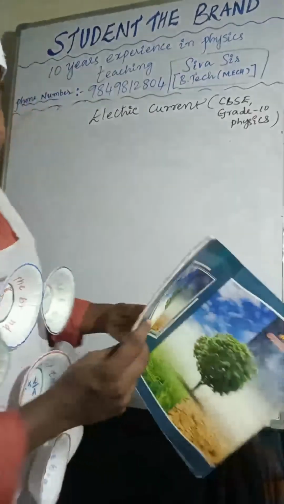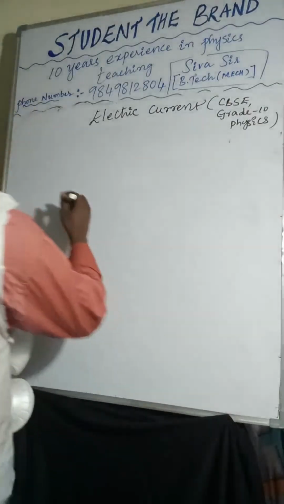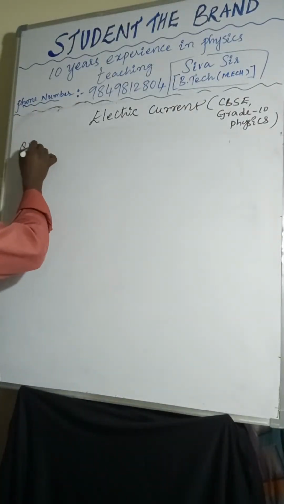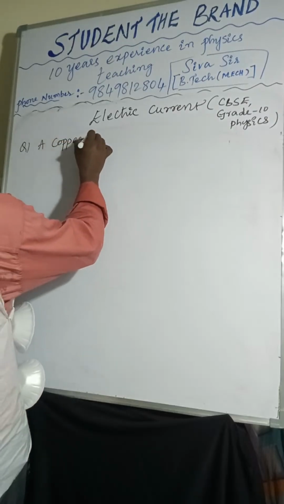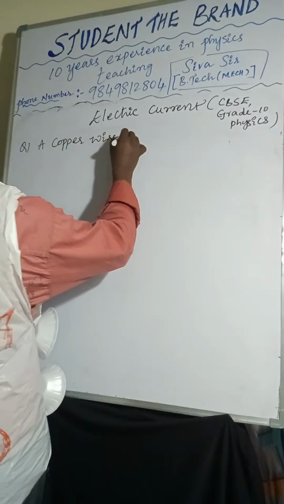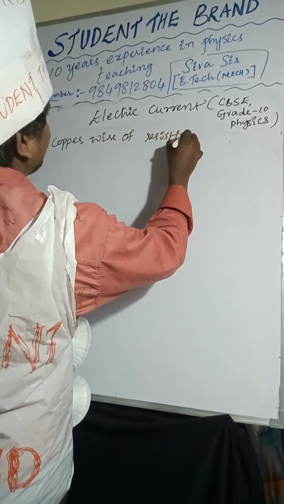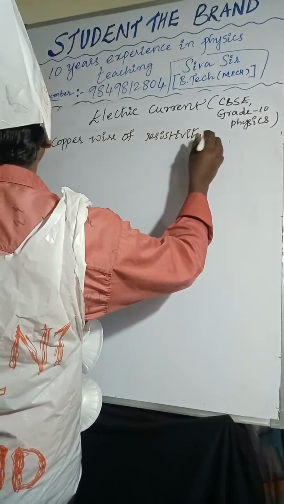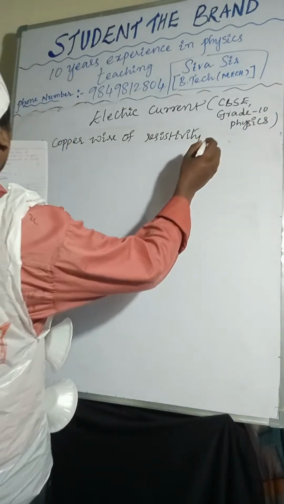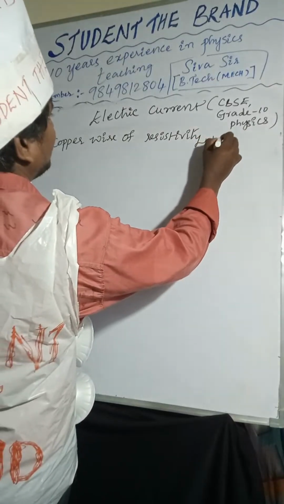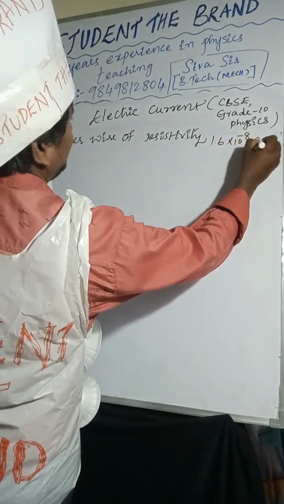A copper wire of resistivity. So now you can see, a copper wire question I am giving. A copper wire of resistivity 1.6 into 10 power minus 8 ohm meter.